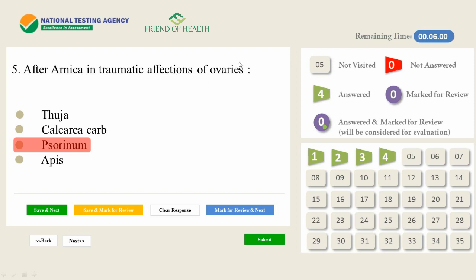When you see ovaries, you cannot jump into some remedy which has an affection on ovaries. These will be confusing options. Those who have not read or not revised ALLEN'S Keynote thoroughly will get confused. But you should understand that they are asking questions from ALLEN'S Keynote line by line. Each line is important. Each word is important.